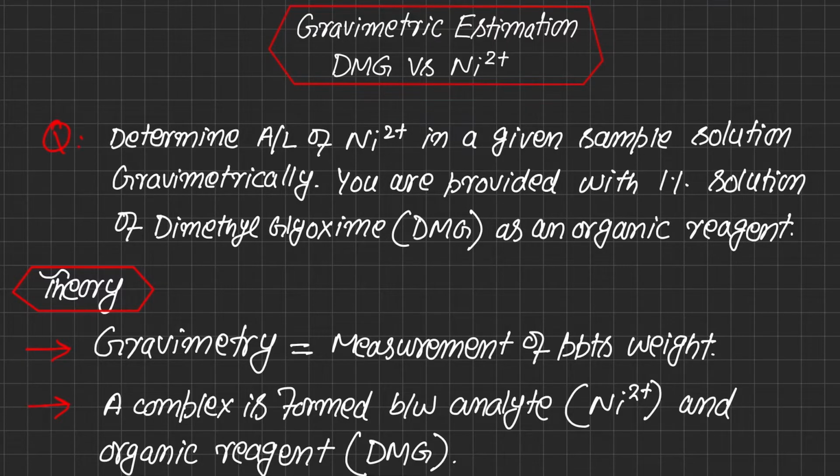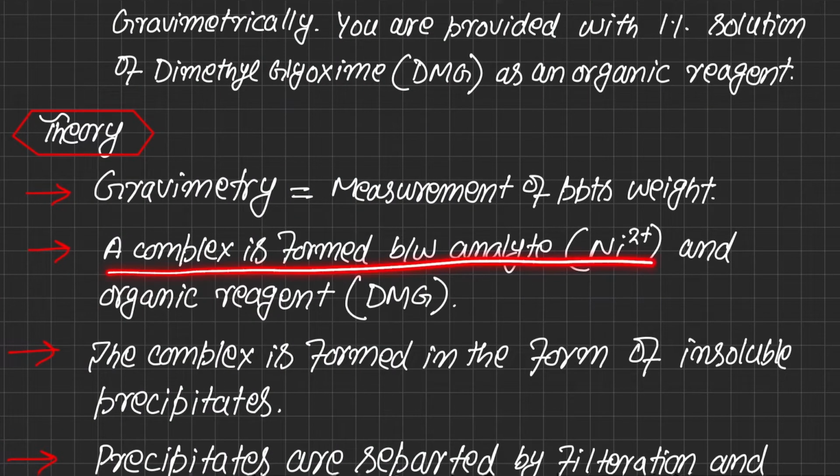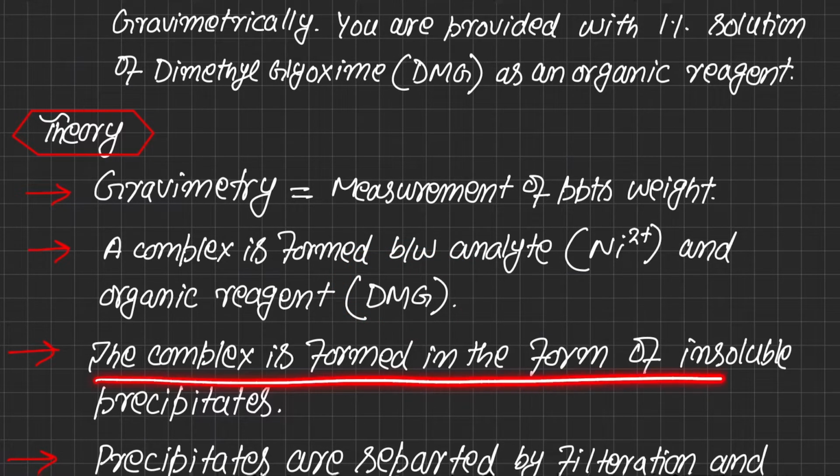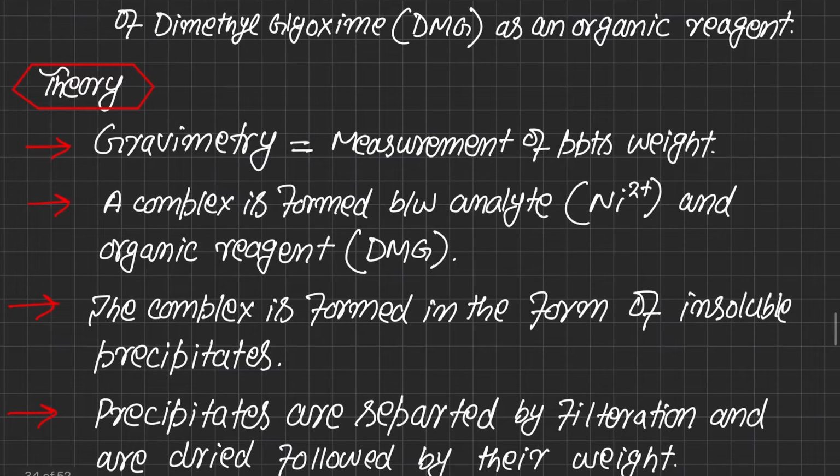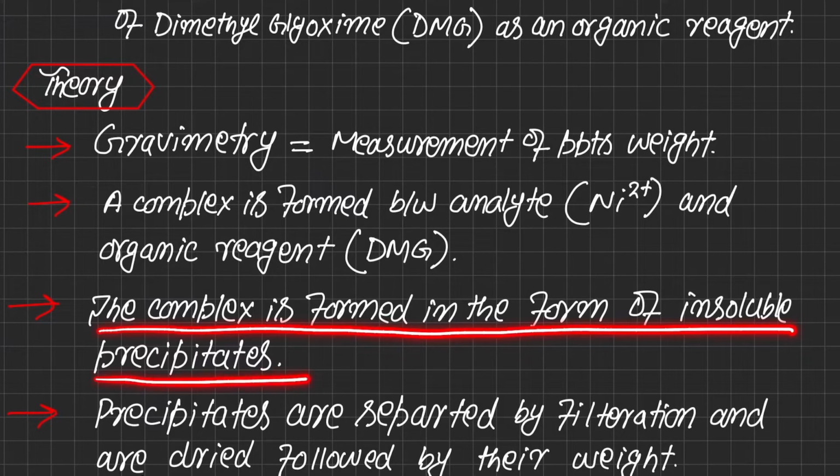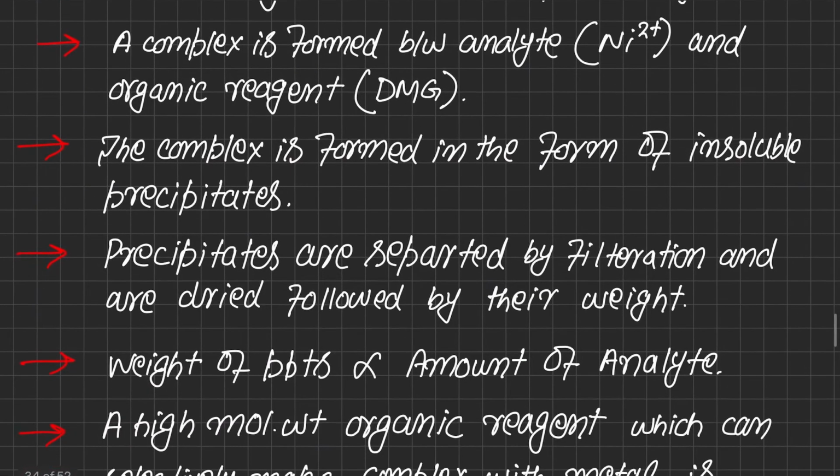then that method or technique is called gravimetry. So actually a complex is formed between the analyte, which in this case is nickel, and the organic reagent, which is DMG or dimethyl glyoxime. The complex formed is actually insoluble precipitates, and we have also done titrations of complexometry type, in which also a complex is formed and there is a color change, but those were solutions. But this particular case involves a complex which is formed in the form of insoluble precipitates.